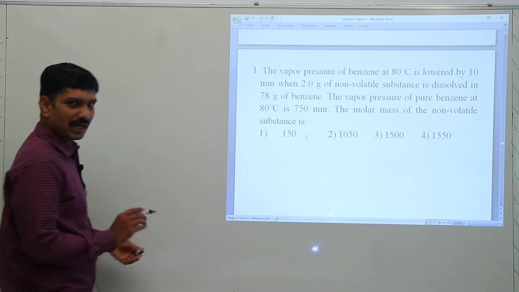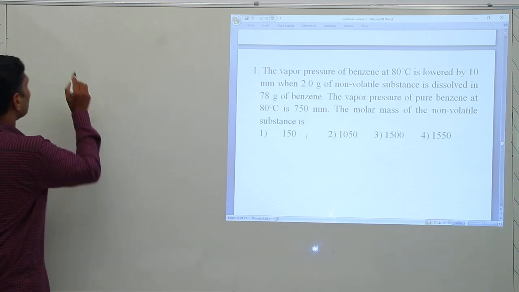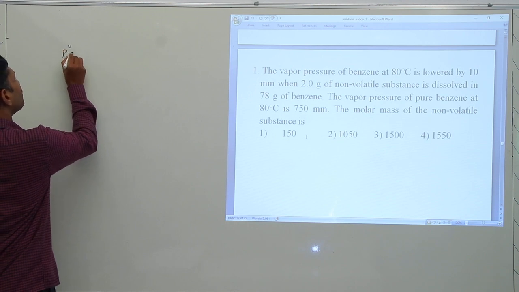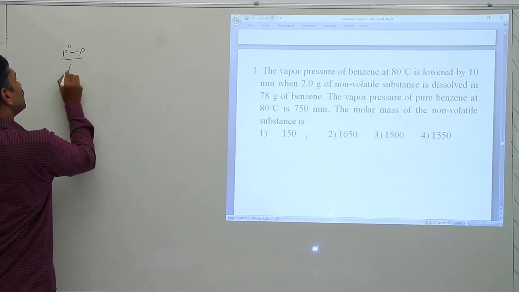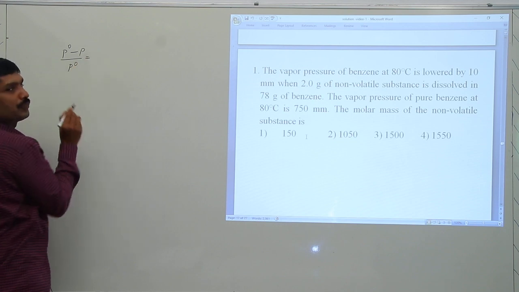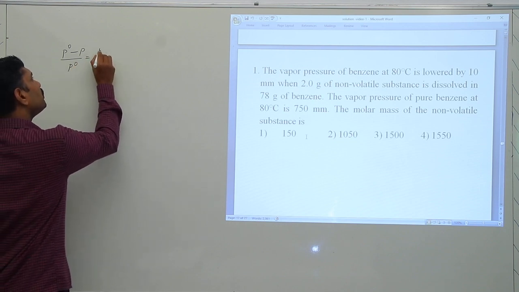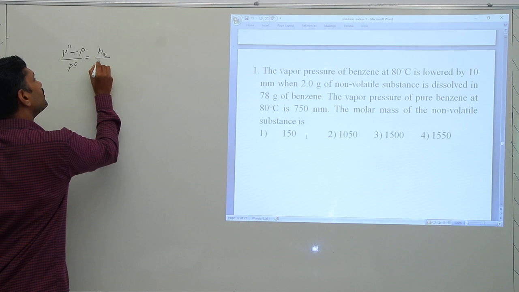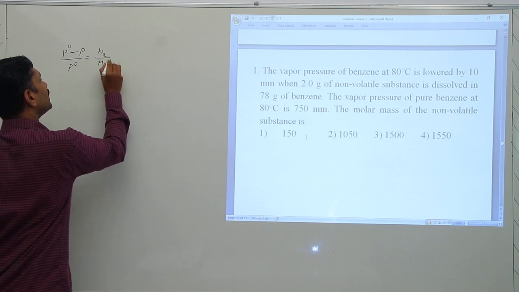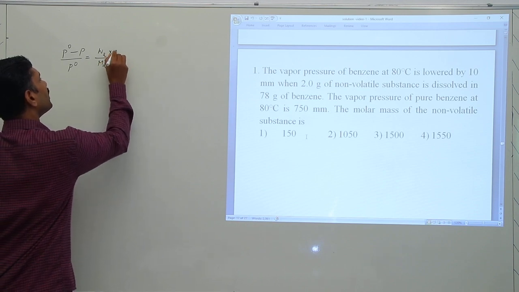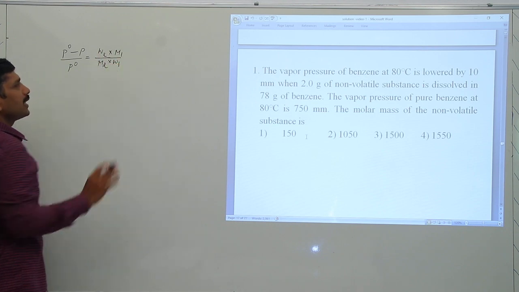So we know the formula for relative lowering of vapor pressure according to Raoult's law: (P naught minus P) divided by P naught is equal to (W2 divided by M2) into (M1 divided by W1). Okay, this is the relative lowering of vapor pressure.